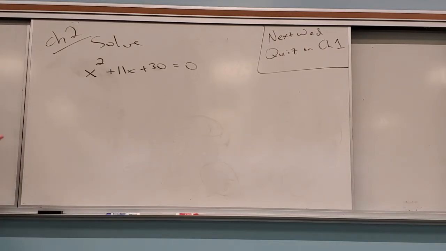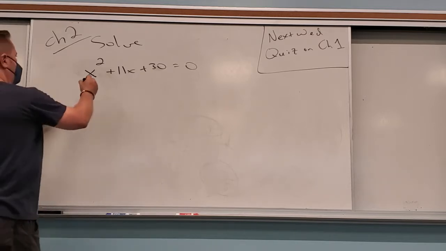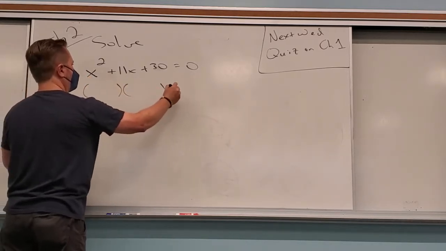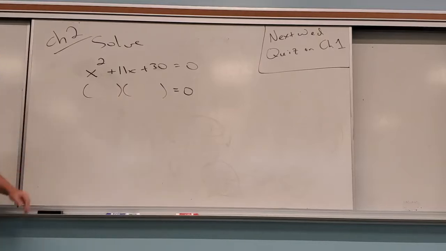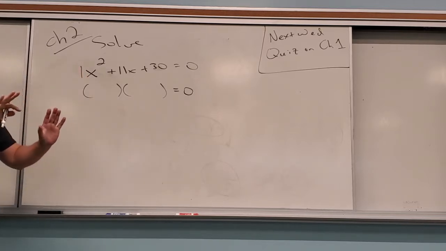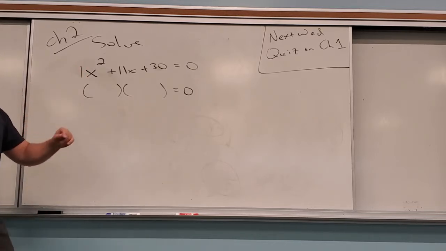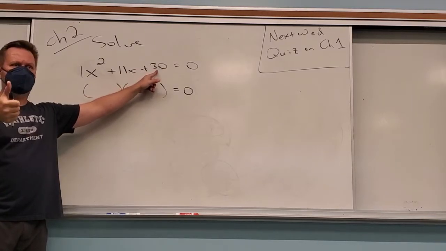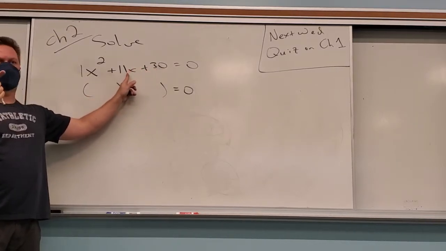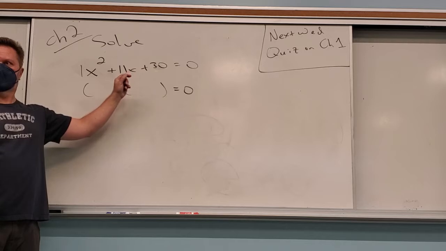Again, you can't get x by itself because you can't even get the x's together, so you need another way to do this. So how do I factor this thing? Is this where you do the x with the product and the sum? You could. Since this is a 1, you really shouldn't need that. Because what do I need? I need two numbers that multiply to 30 and add to 11. Is that cool?